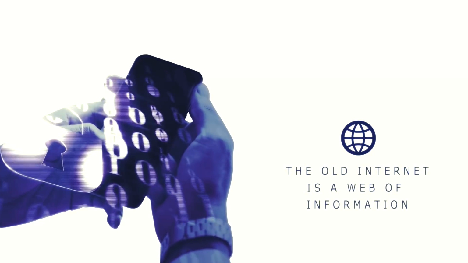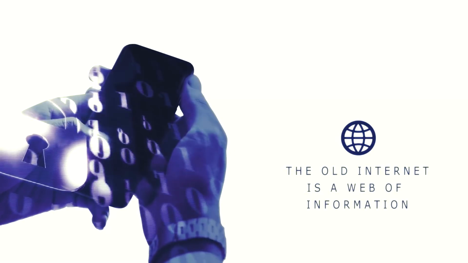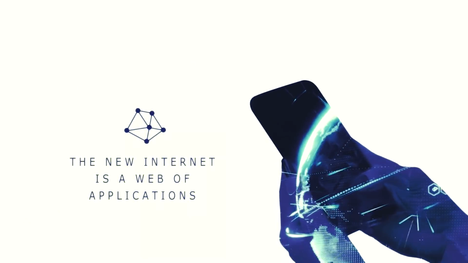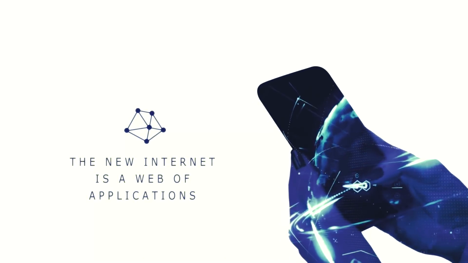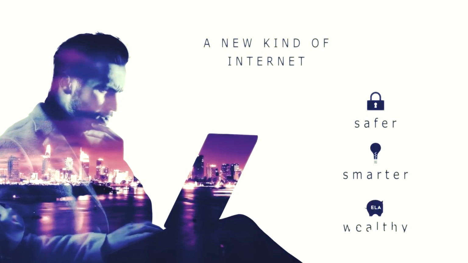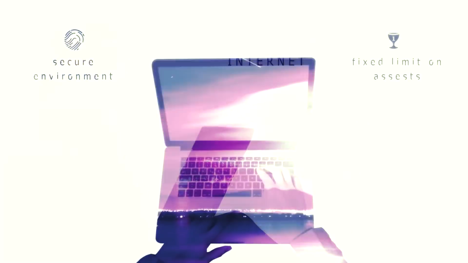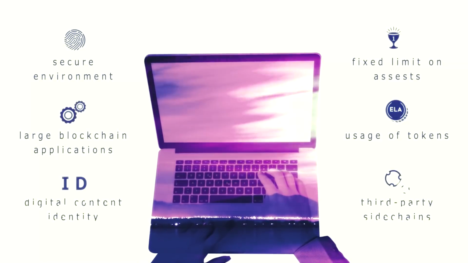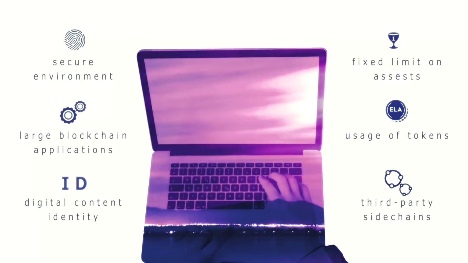The old internet is a web of information. The new internet is a web of applications. We aim to create a new kind of internet. What the web is supposed to be, Elastos will be. Believe in an internet of wealth. Believe in Elastos.